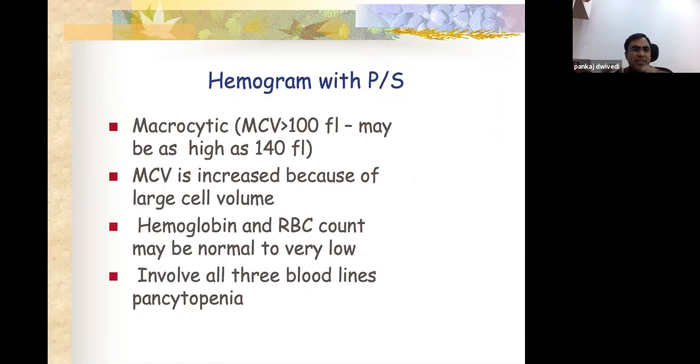Now, I have only quoted a few abnormalities you can find on a peripheral smear. Other than this, there are a lot of others. For example, macrocytosis: your MCV is increased because there is an increased cell volume. I have told you that in MDS, vitamin B12 and folic acid deficiency, and aplastic anemia, this macrocytosis can be there. Hemoglobin and RBC count may be normal or very low, and all three blood cell lines are involved. Pancytopenia: you will find fewer neutrophils, fewer platelets, and lower hemoglobin. All three lines are involved, so that goes more toward a bone marrow failure syndrome.